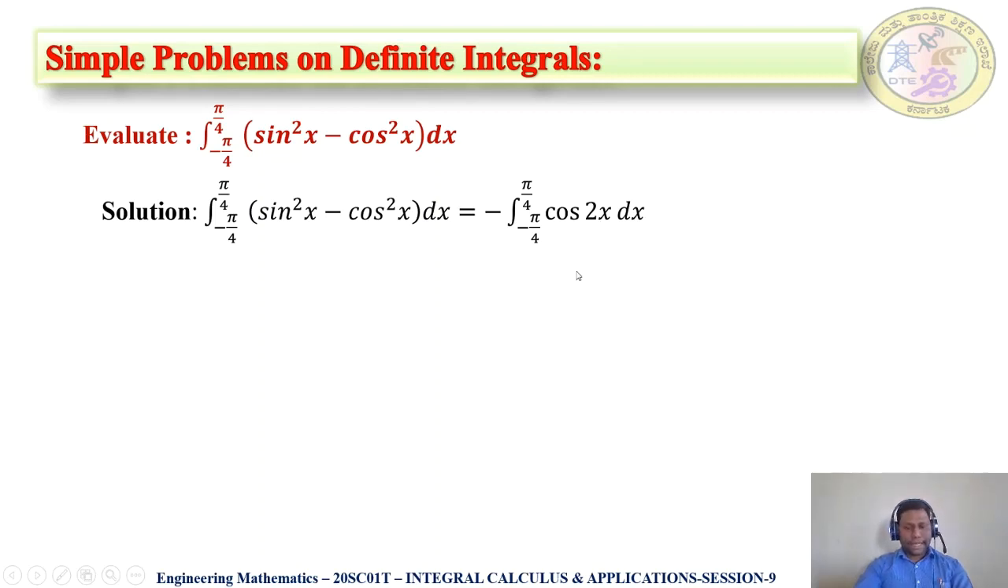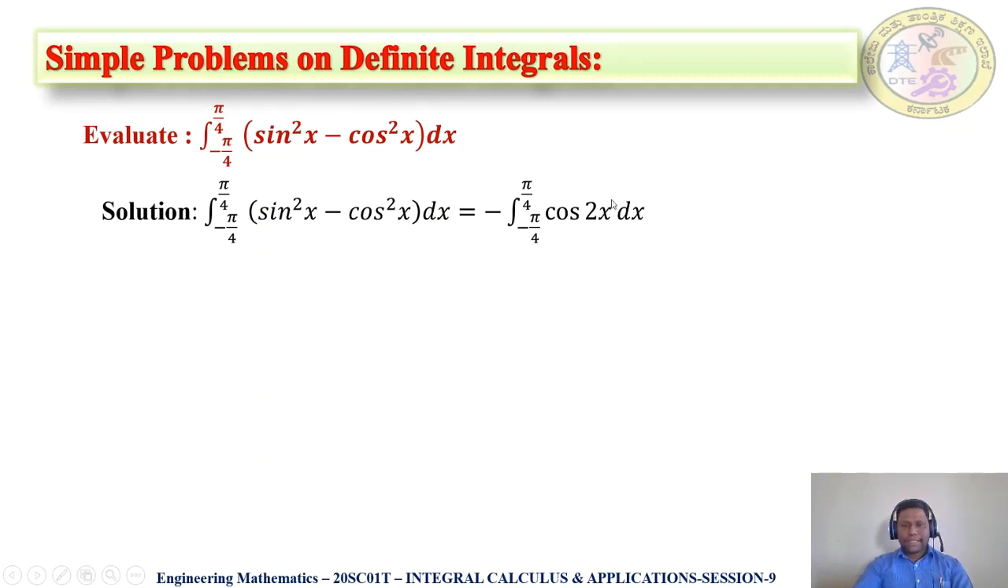We know that again in the multiple angles, cos 2 theta is equal to cos square theta minus sin square theta. Since we need sin square theta minus cos square theta, we have to take minus on both sides. If you multiply by minus on both sides, we get minus cos 2x is equal to sin square x minus cos square x. Therefore, in the place of sin square x minus cos square x, substitute minus cos 2x.